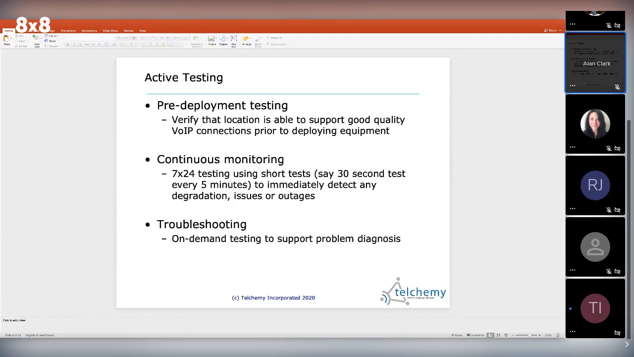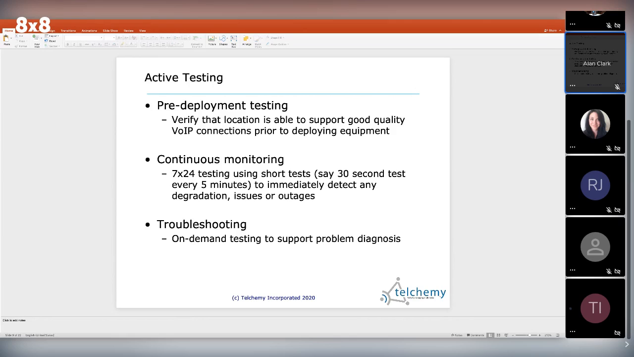Active testing is typically used in 3 different ways. One is pre-deployment testing. This is basically verifying that a site or a location or a campus is able to support good quality VoIP connections before you actually deploy anything. You could do a single call, or if you're expecting a location to have to support 100 simultaneous calls, then you can synthetically generate 100 simultaneous calls and verify that everything seems to work okay and that the performance is acceptable.